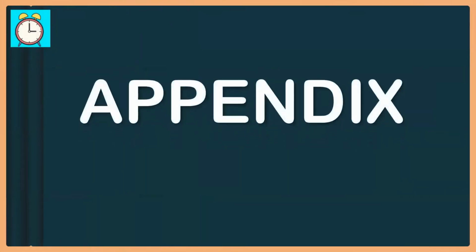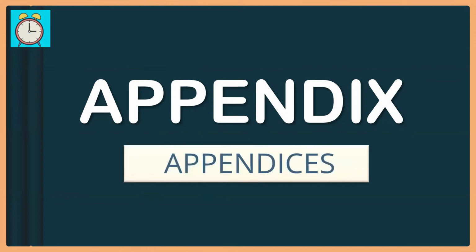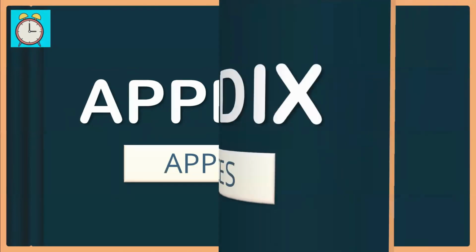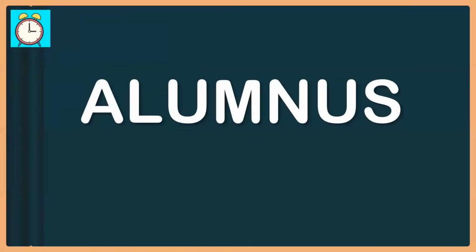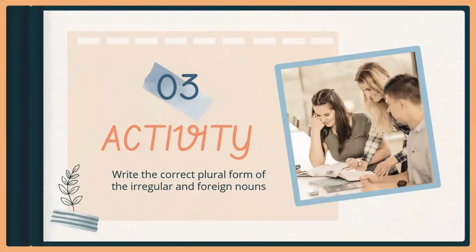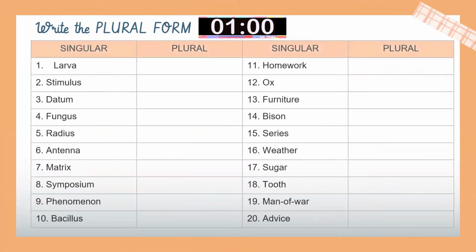What is the plural of the word appendix? The plural of appendix is appendices. IX changed to ICES. What is the plural of the word alumnus? The plural of alumnus is alumni. Now, let's try to write the correct plural form of the irregular and the foreign nouns. You are given a minute to work on this activity. Again, all you need to do is to write the plural form of these nouns. If you're ready, let's begin.